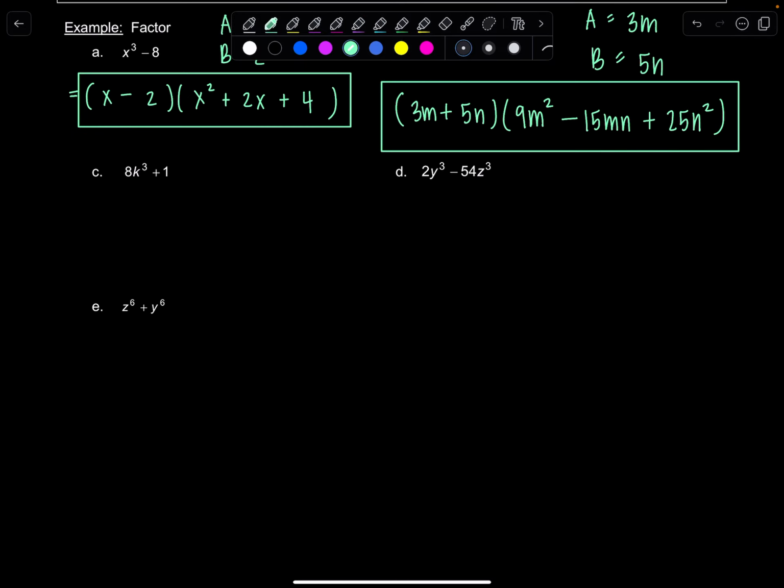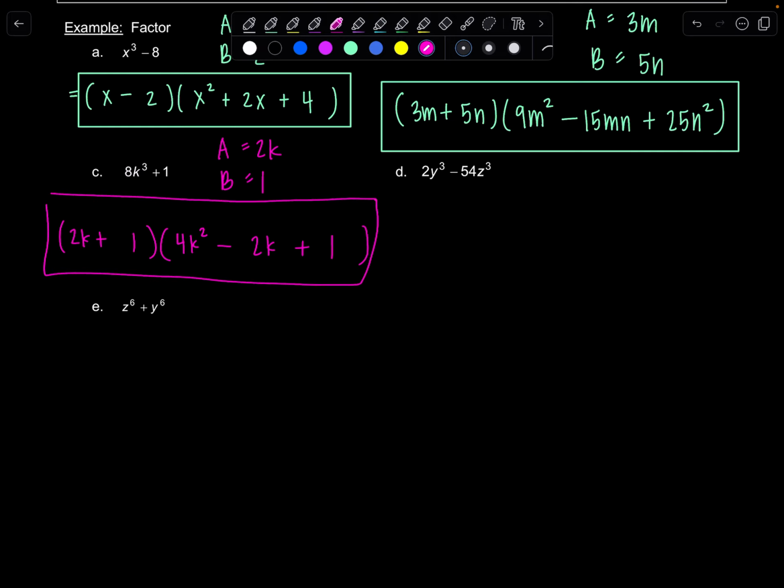8k cubed plus 1. So a is 2k, b is 1. Let's set the parentheses up. Same, opposite, always positive. 2k, 1. Be careful. What's a squared? Oh, so good. 4k squared. ab, 2k, b squared, 1. Bravo. Bravo, you guys.